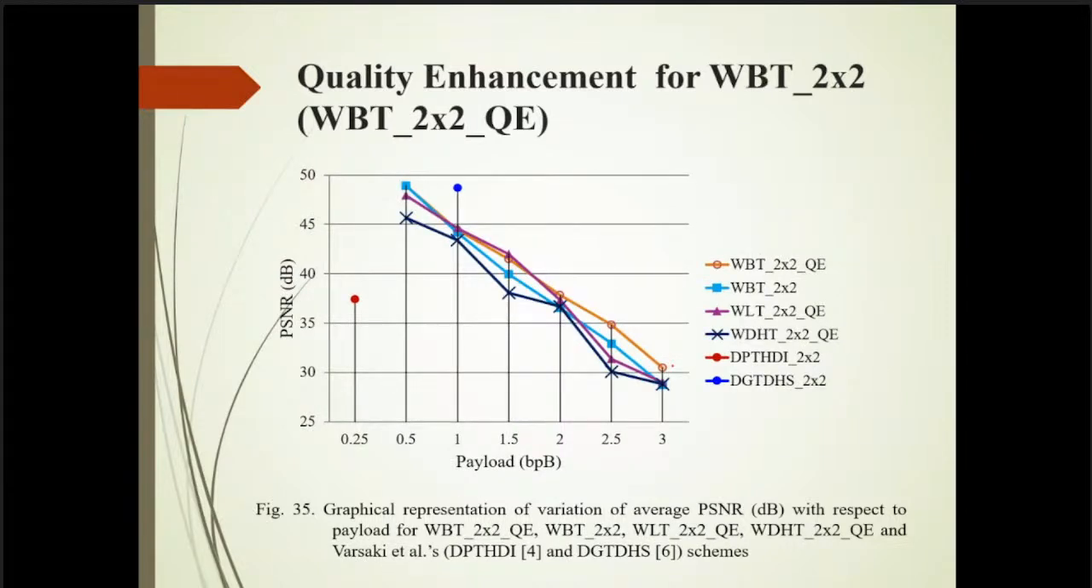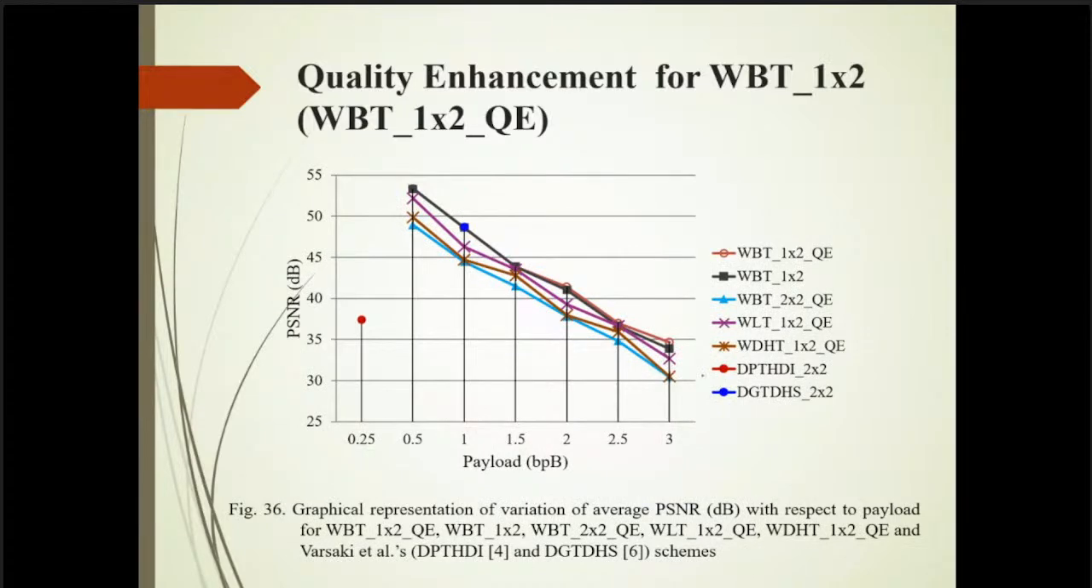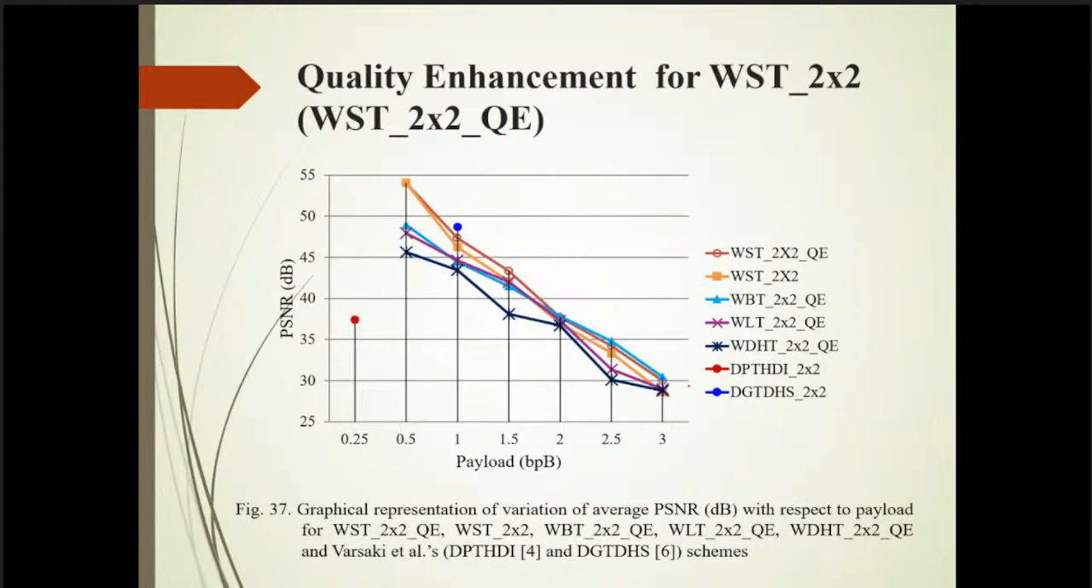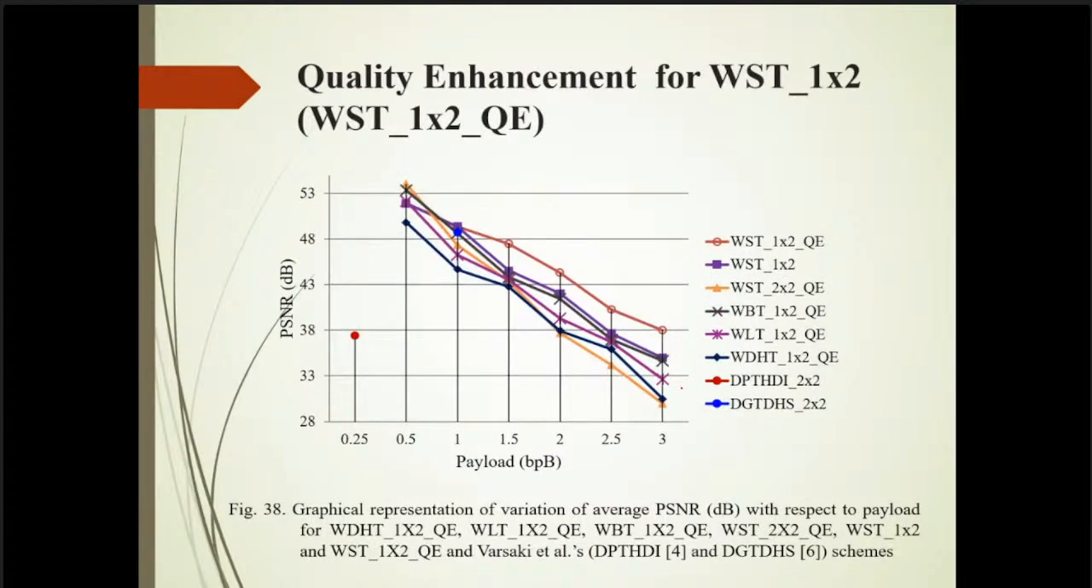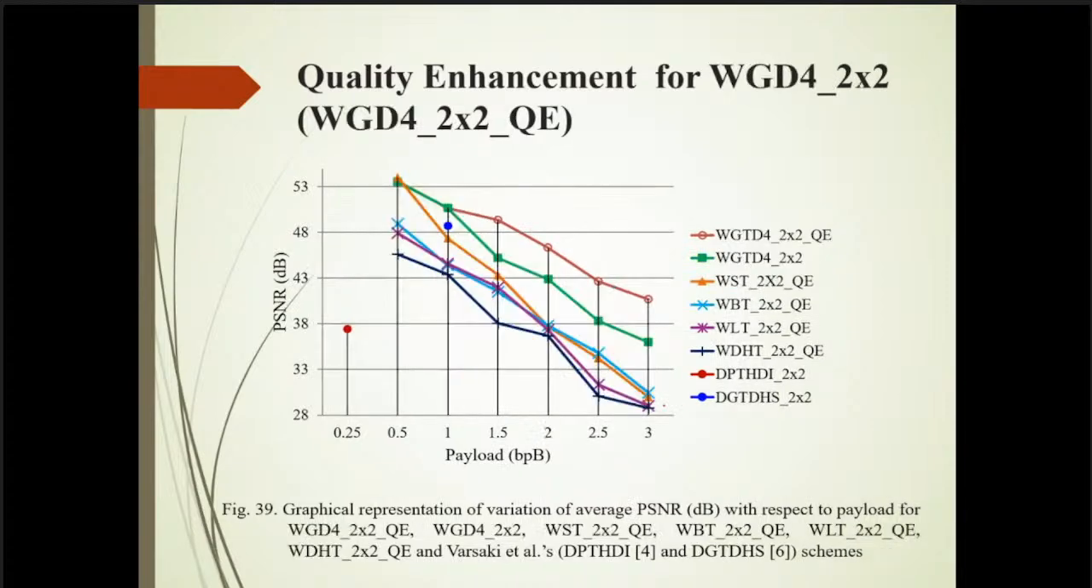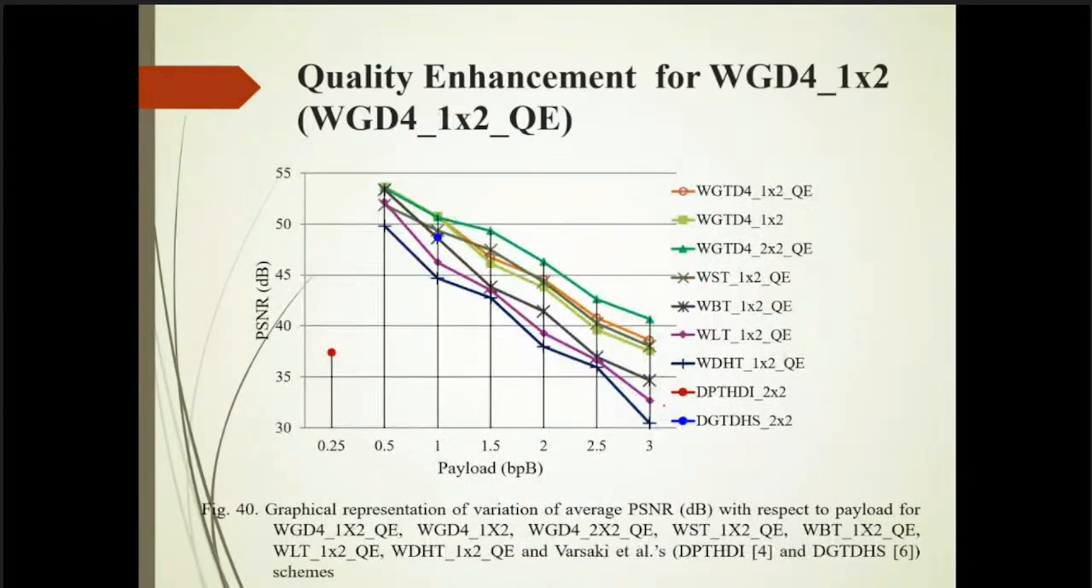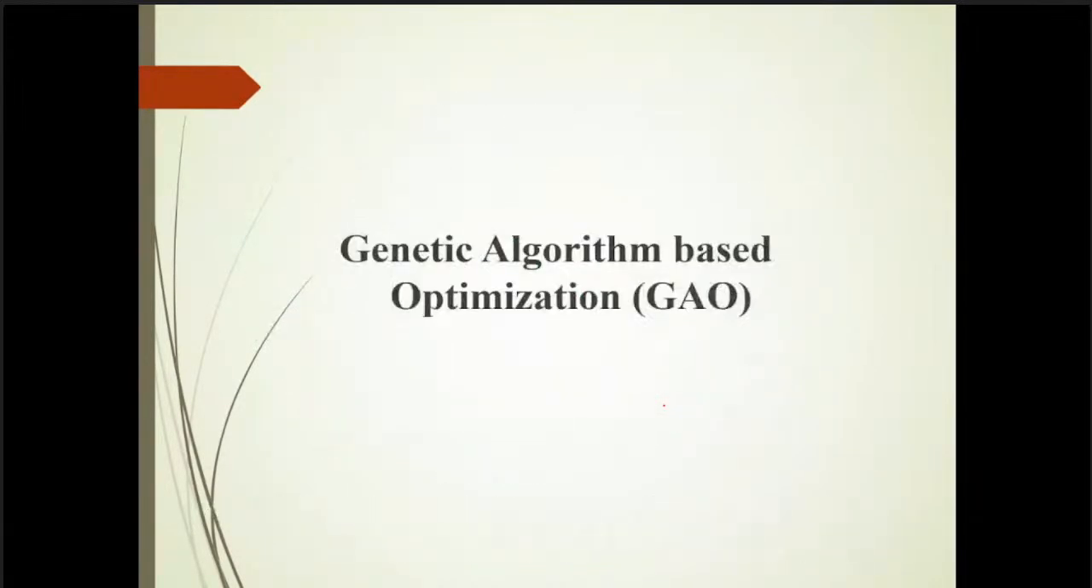This is again, you see, 2 cross 2. This is 1 cross 2, all above 30, ensured. Here you see, in all of the cases we are enhancing the quality.